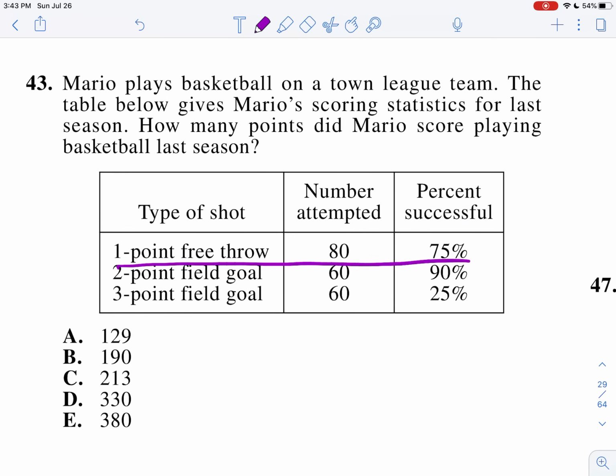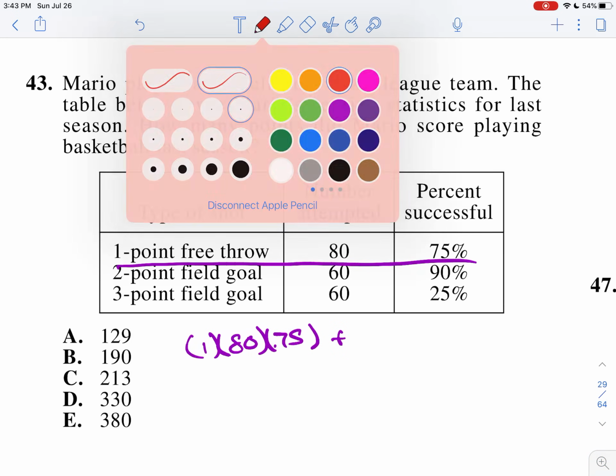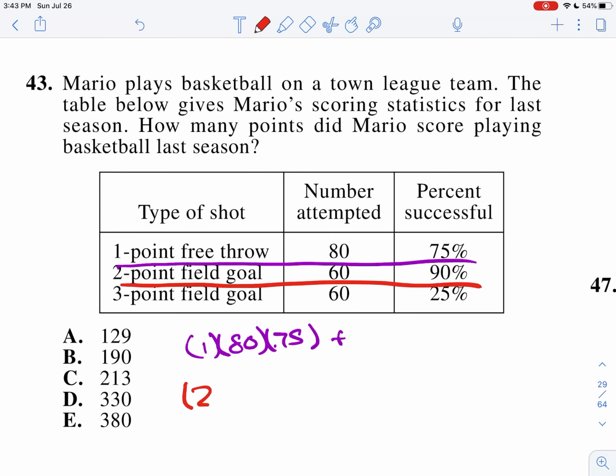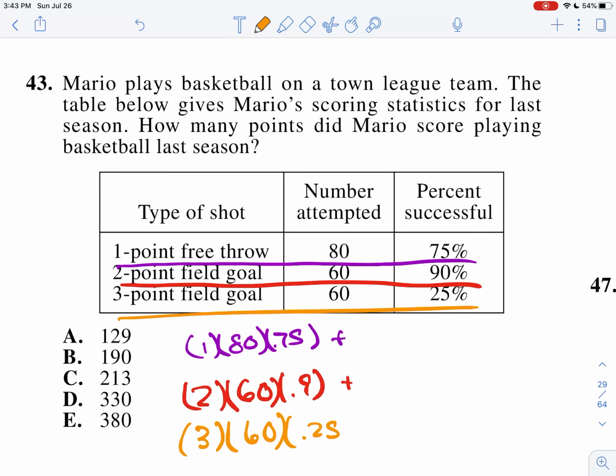1 point free throw, 80 attempts, and 75% success. So each one is worth 1 point. There's 80 attempts, and 75% of them went in. Okay. And then we're going to add that to the second set of things. 2 points for each times 60 times 0.9 success rate. All right. And then the last one is basically the same exact thing. So if you add this up, you're going to get a number of points. So you should end up getting 43 as C.